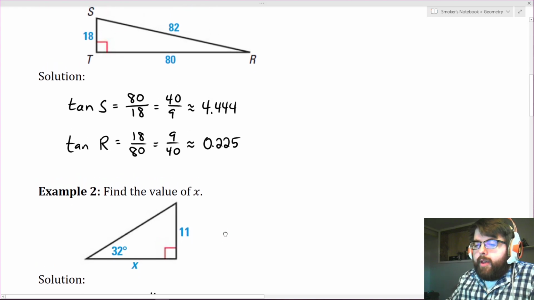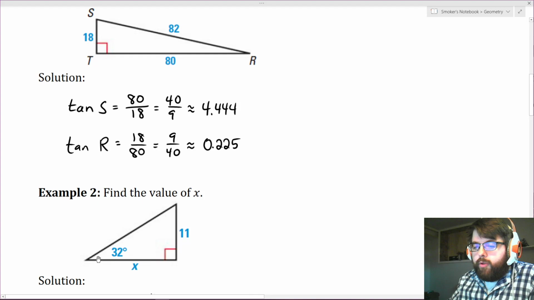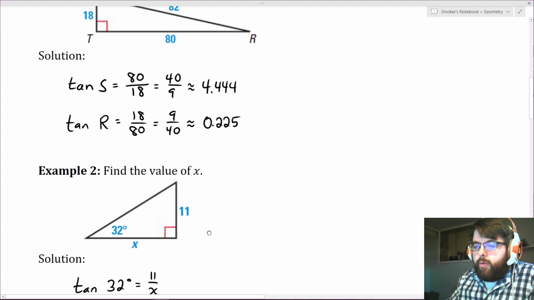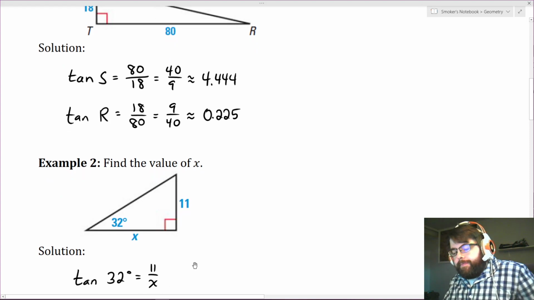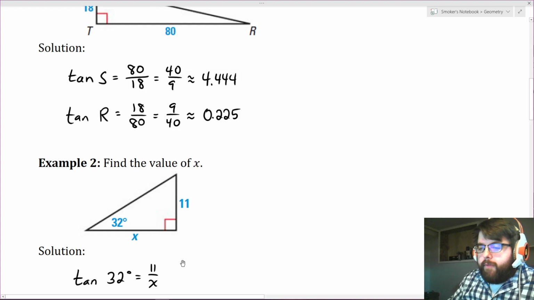Okay? It's because of the tangent of 32, so here's our angle. Opposite of that is 11. Adjacent to that is our unknown x. So we can write tangent of 32 degrees is equal to 11 over x. Now, you might ask yourself, well, what do I know? How do I know what tangent of 32 degrees is?